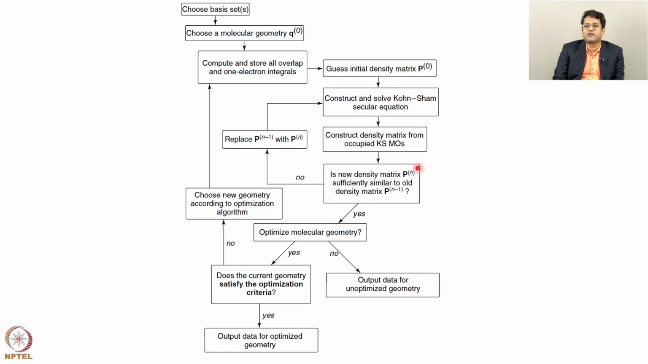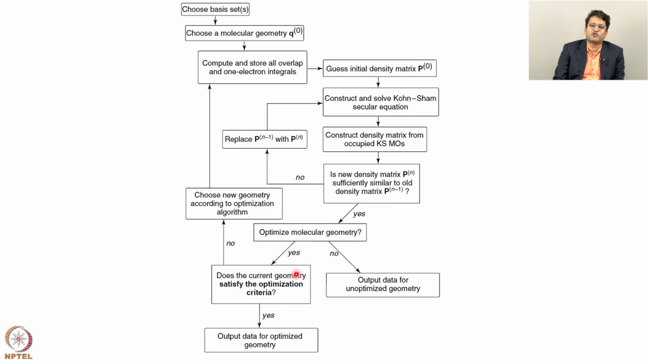I will construct the density matrix from the occupied Kohn-Sham MOs. I will check if the new density matrix is sufficiently similar to the old density matrix. If yes, then I will come out of the loop. If no, then I will go back to the previous step, construct and solve the Kohn-Sham secular equation, and reiterate and go through these loops. The moment the density matrix from a particular step is very similar to the previous step to some cutoff, I will get out of this loop, and if I don't want to optimize the geometry, I will just come out and print certain things.